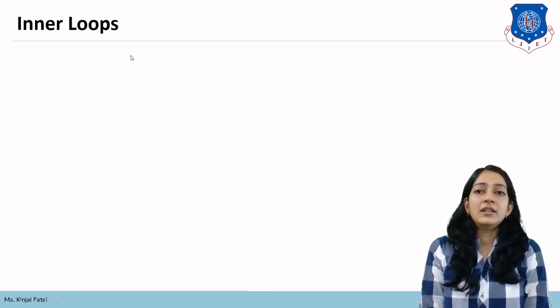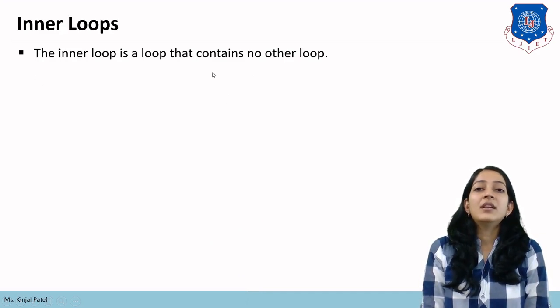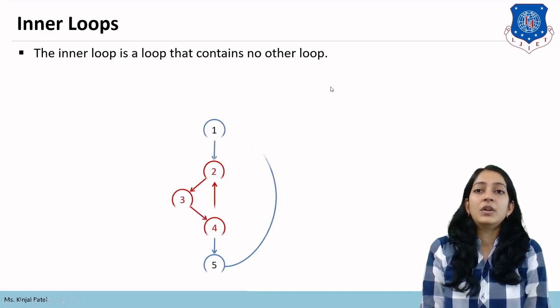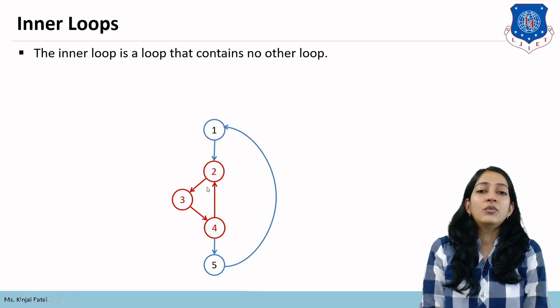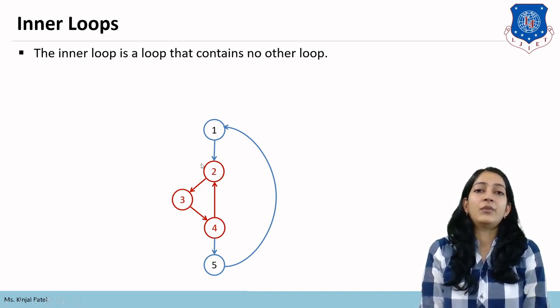And next is inner loop. The inner loop is a loop that contains no other loop. So here is the graph. There are two back edges which are containing the loop. One is from 5 to 1 and the other is from 4 to 2, but 5 to 1 also contains the inner loop. So 2 to 3, 3 to 4 and 4 to 1 containing the loop.